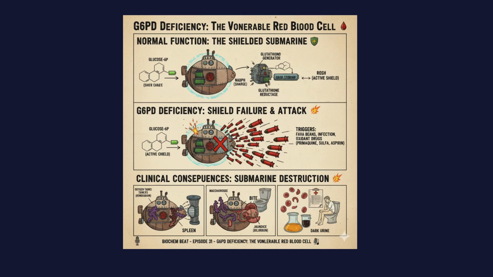So remember G6PD deficiency as the faulty shield generator of the red blood cells. It leaves the cell unable to produce protective NADPH. When exposed to oxidants, the RBC suffers maximum damage, leading to Heinz bodies, bite cells, and acute hemolytic anemia. So the key is to avoid the oxidant triggers.